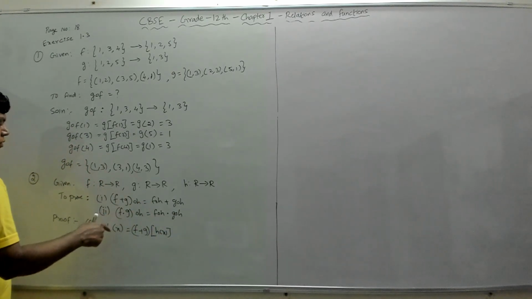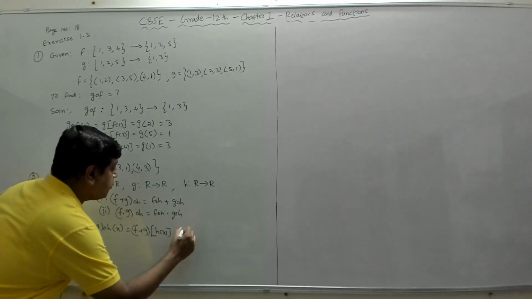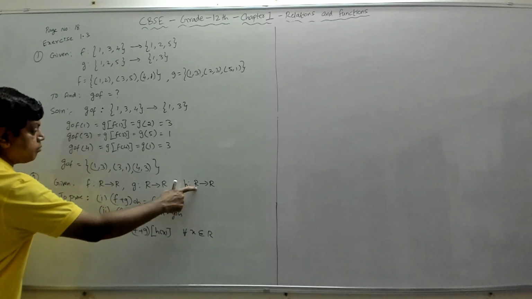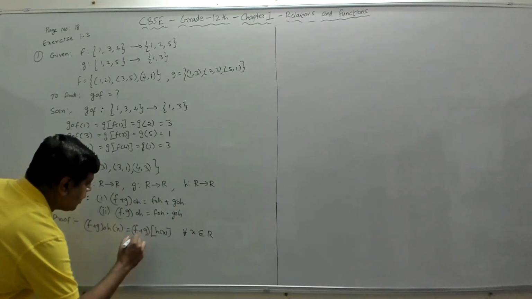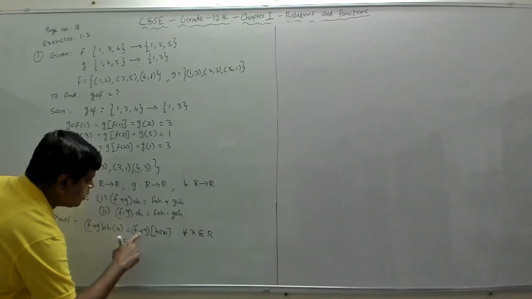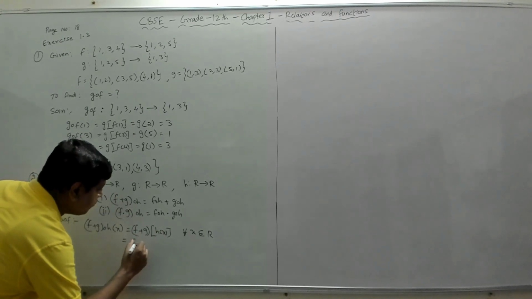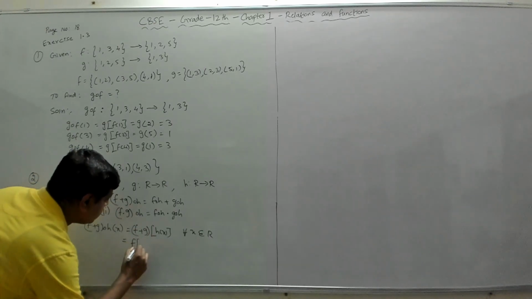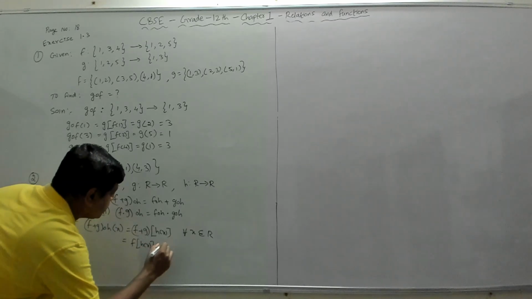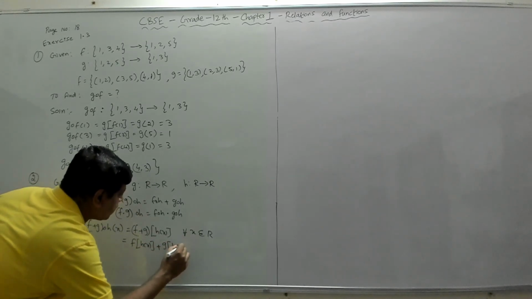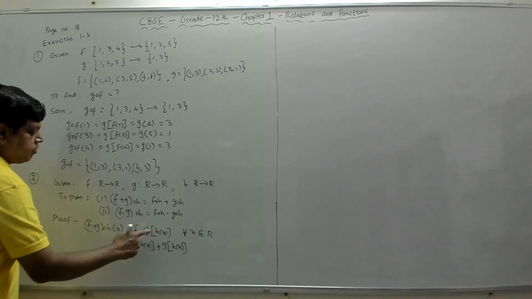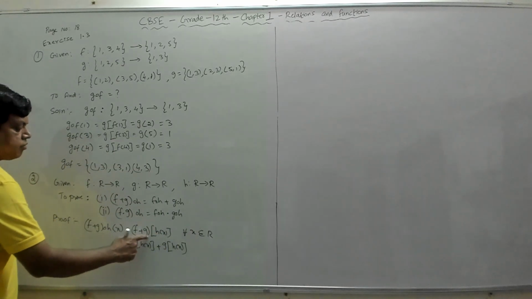So we are taking the element x and applying the function on it. This is true for every x coming from the set R, h(x) is from this R. So we can write this as (f+g)(h(x)), which is f(h(x)) + g(h(x)). That is the definition of the sum of two functions.